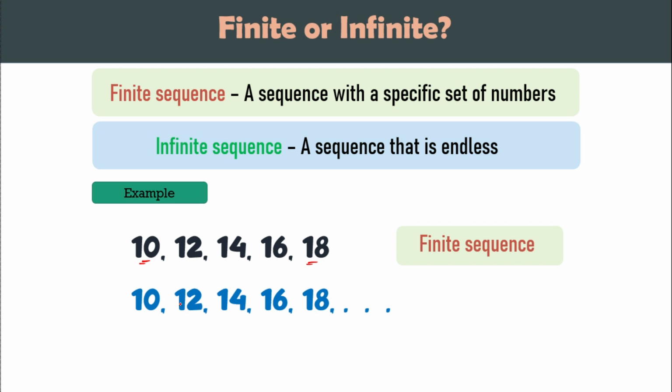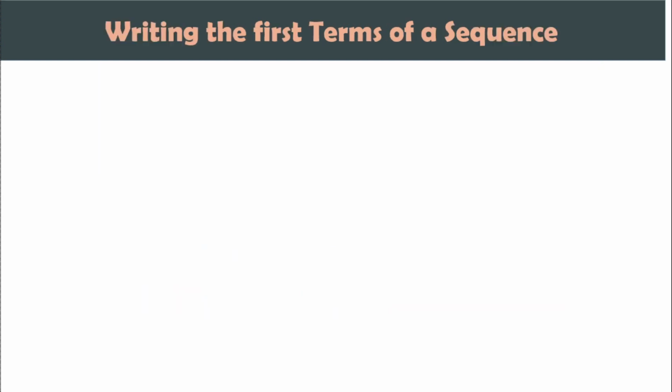However, in this example, 10, 12, 14, 16, 18, and we have the dot, dot, dot. This dot, dot, dot will tell us that this sequence is still going on, meaning it is endless. So this is an example of an infinite sequence.